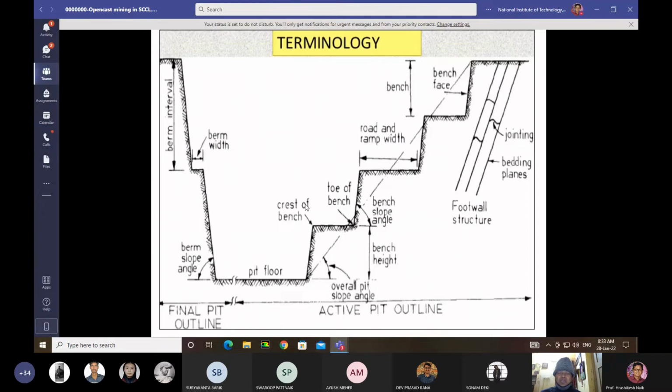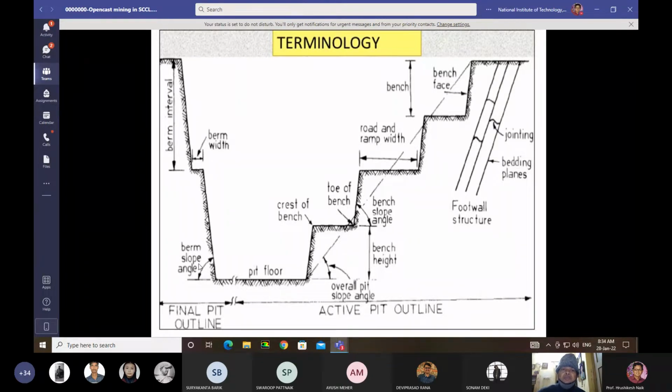Okay. So here you can see how open cast mining is carried out and what the terminologies used in open cast mining are. The open cast mining is carried out with benches. So this is the top bench, this is the height of the bench, this is the bench face, and this is the road and ramp width through which the dumpers have to move. This is the toe of the bench, this is the crest of the bench, and this is the bench slope angle. This is the bench height, and the overall pit slope angle is the angle obtained by joining a line from the toe of the bottom bench to the crest of the top bench, this line. So this will give you the overall pit slope angle.